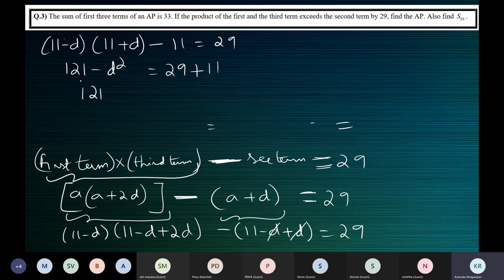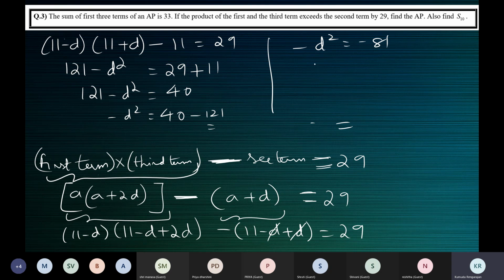(a plus b) into (a minus b) is a squared minus b squared. What will this give us? 40. So 121 minus d squared is equal to 40, so minus d squared is equal to minus 81, or d squared is equal to 81. d is equal to plus or minus 9.